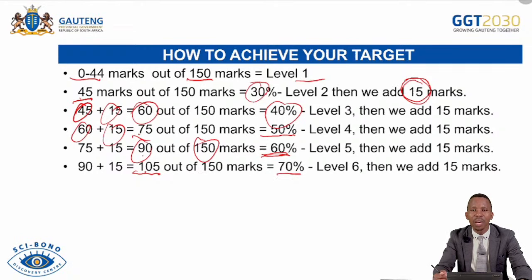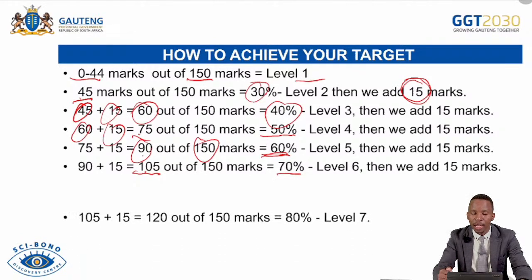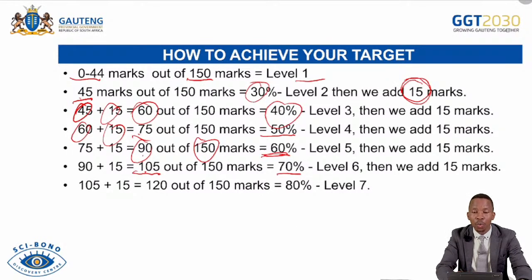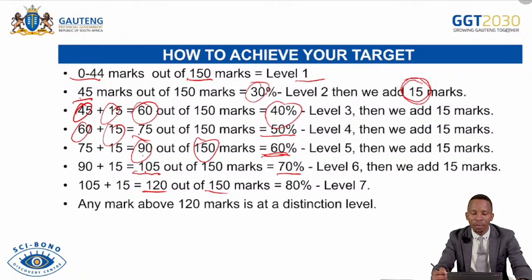So let's say you want to achieve distinction. What should you do? You must add 15 to this 105. As you add 15 to this 105, you go straight to 80%, because it will be 120 over 150, which is the distinction for you. That is level 7. So be aware, anything from 120 over 150 and above is a distinction.